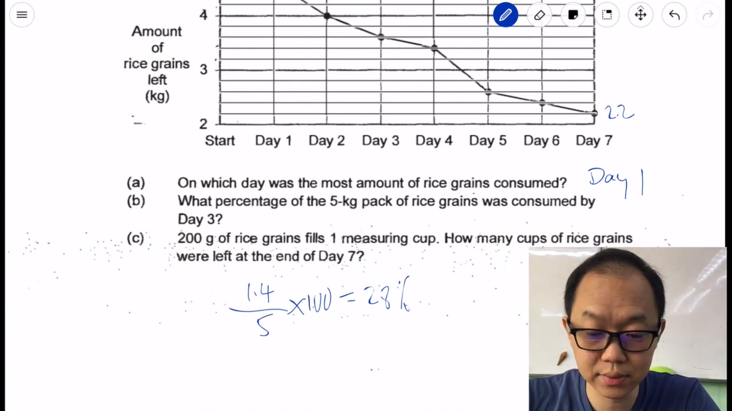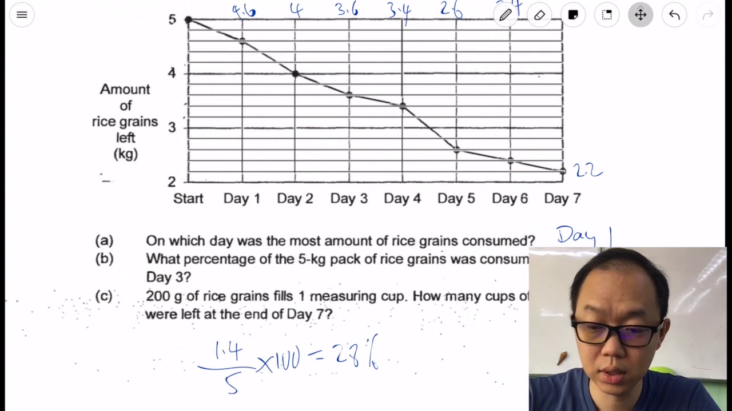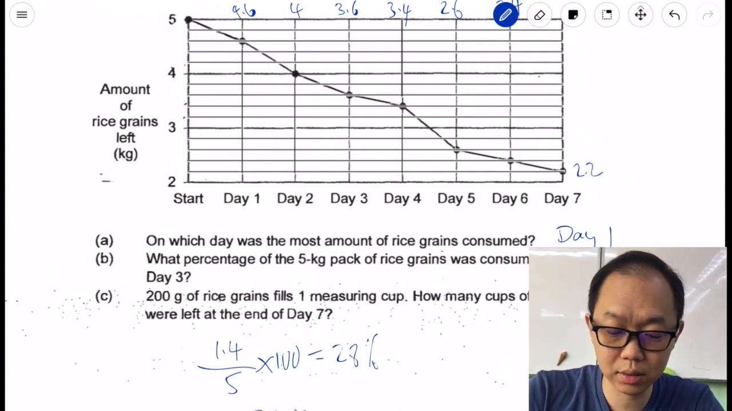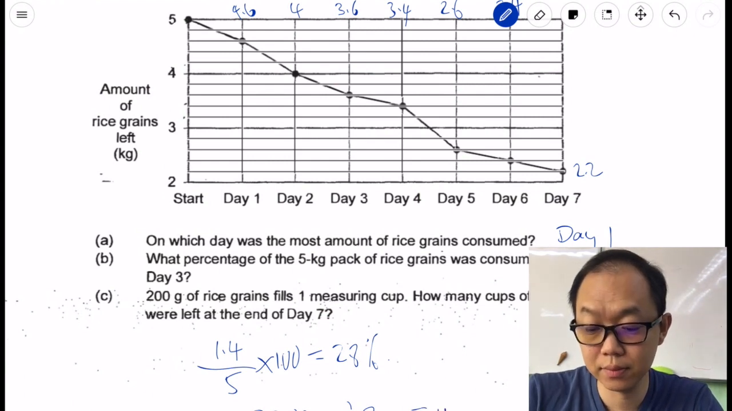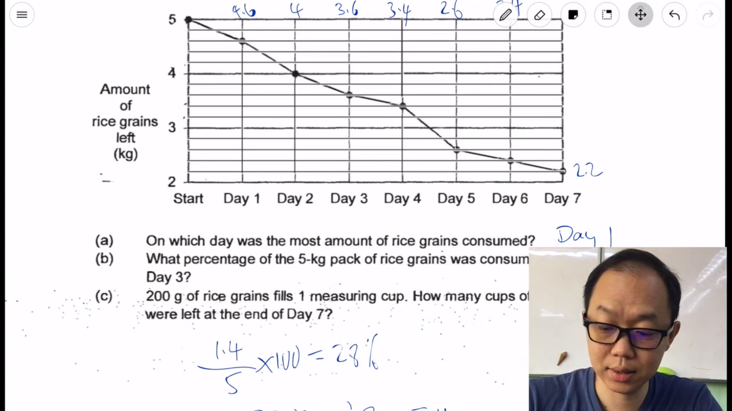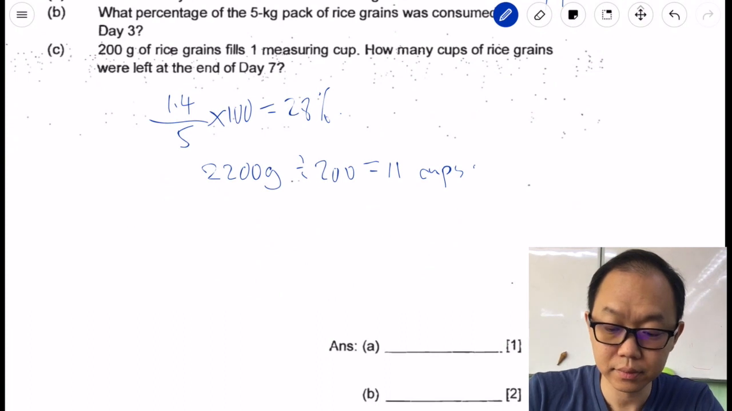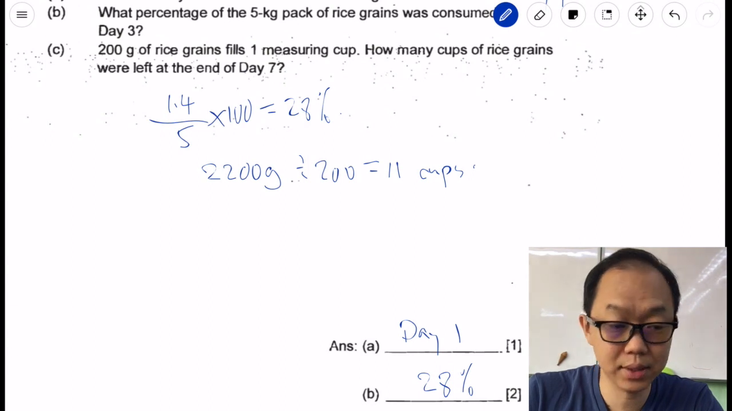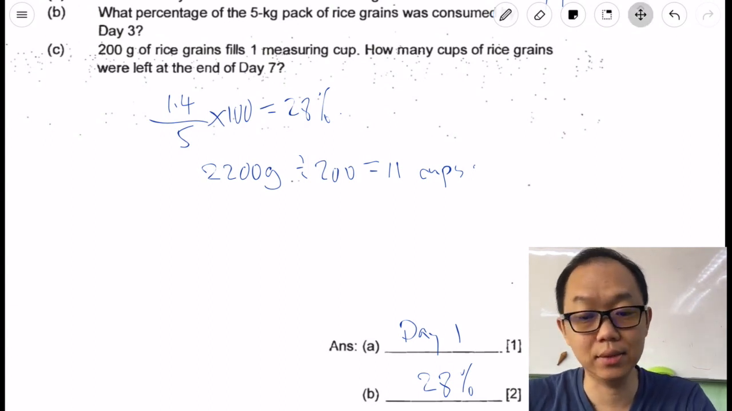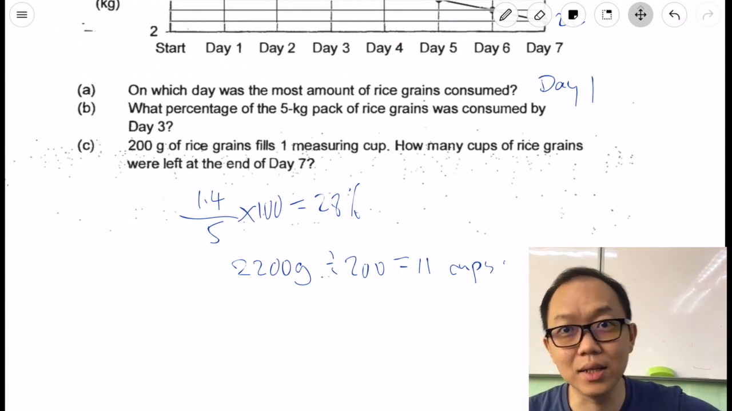200 grams of rice grains fills one measuring cup. How many cups of grain were left? Oh, that is pretty easy, right? So 2.2 kilograms, 220 grams divided by 200 is 11 cups. Okay, so that is the 11. So we have day 1, 28%, and 11 cups. That was pretty easy. Okay, that's the end. Alright, so that was last 5 questions from Taonan Primary School.